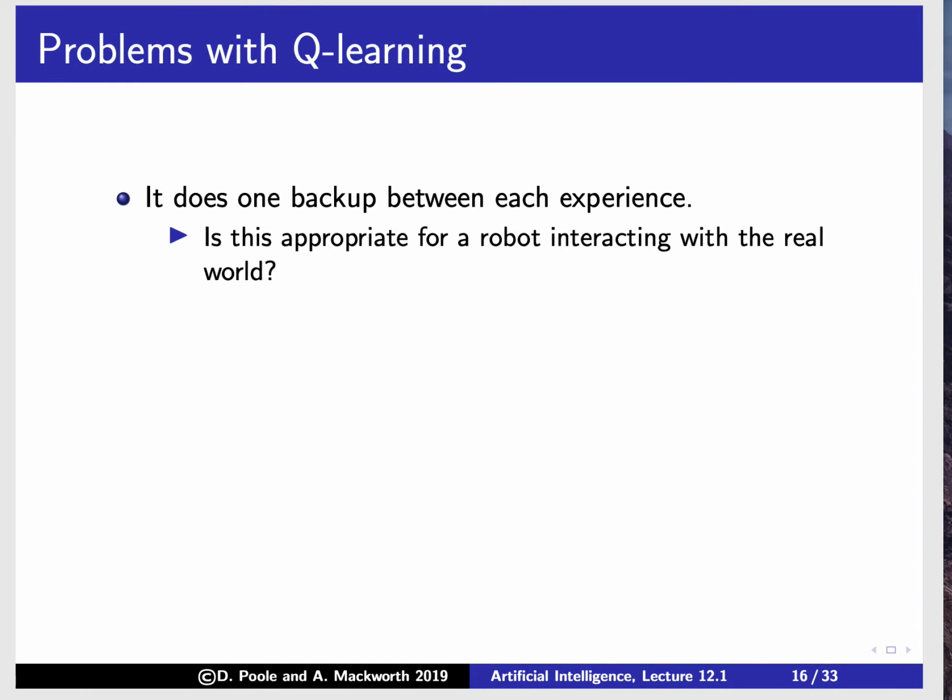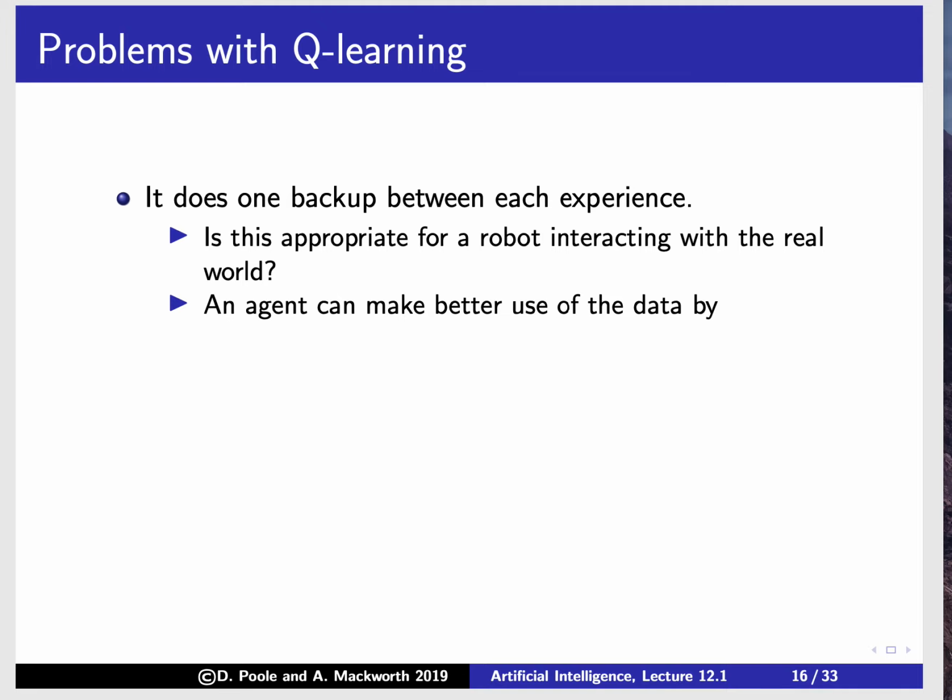So let's look at now some problems with this. The one problem with it is it only does one backup between each experience. So this might not be appropriate for a robot interacting with the real world. So you might want to learn lots more information from one experience.